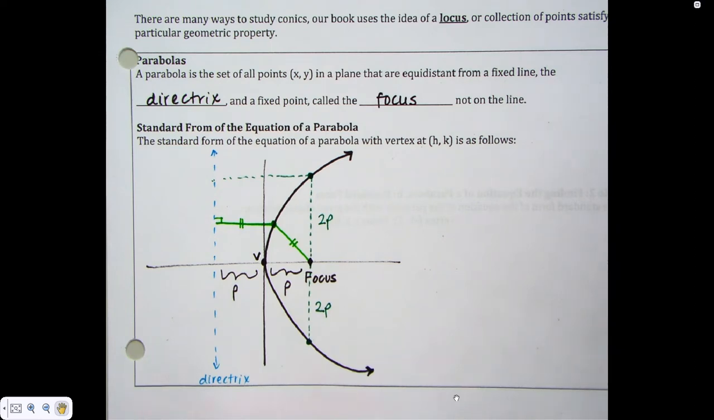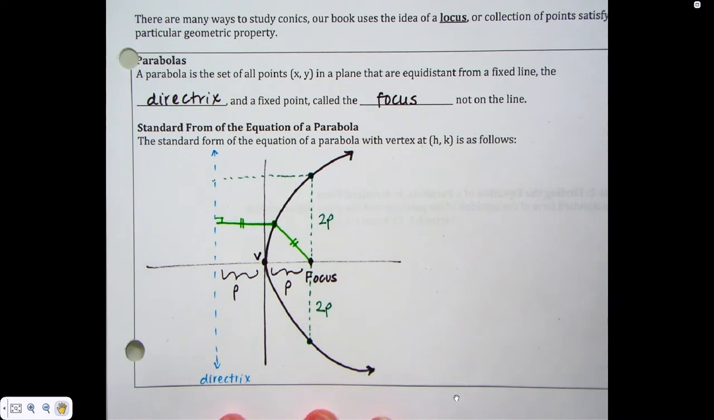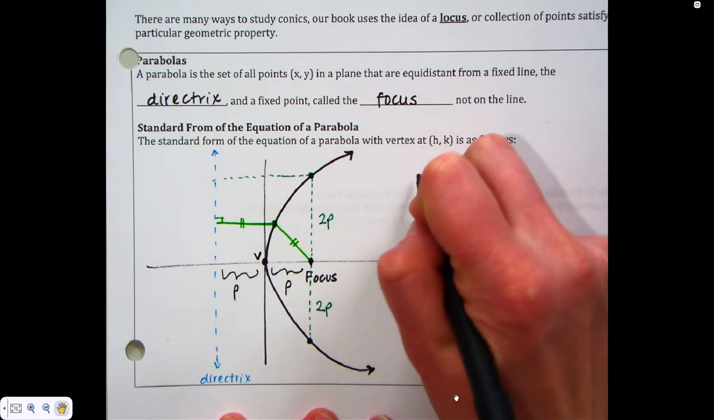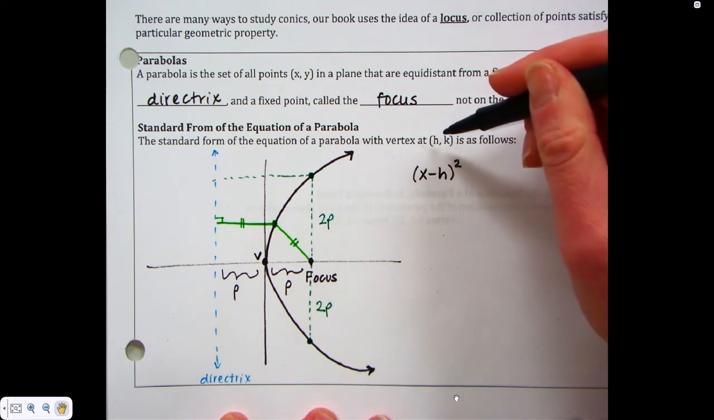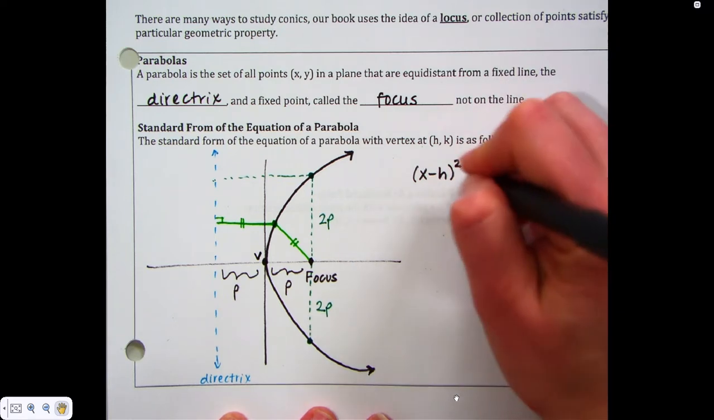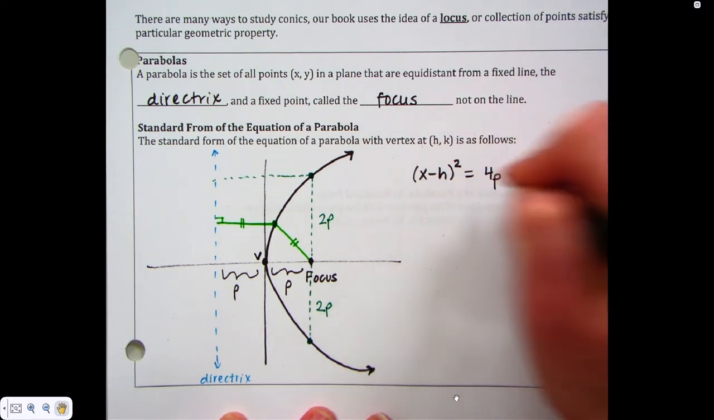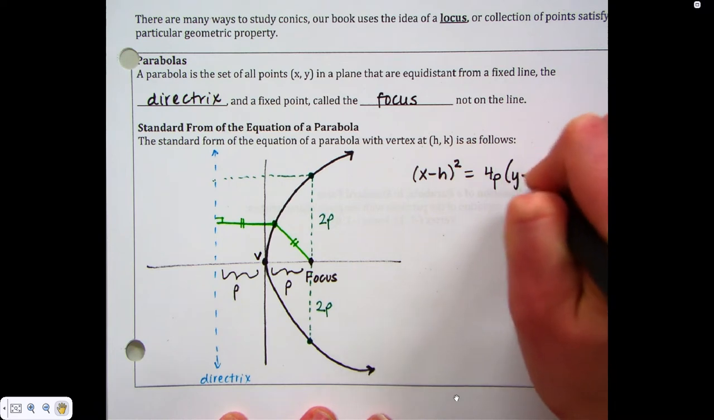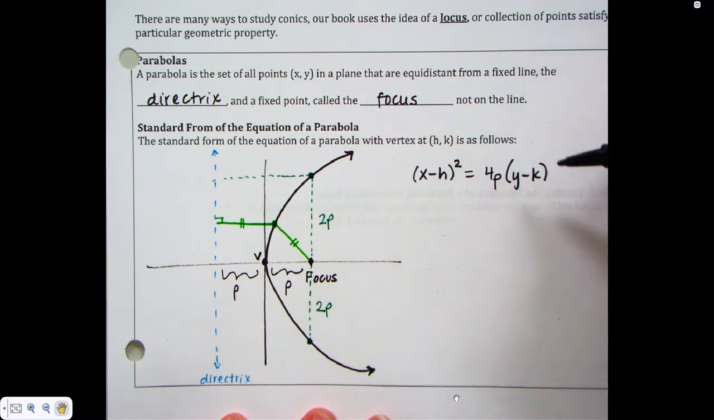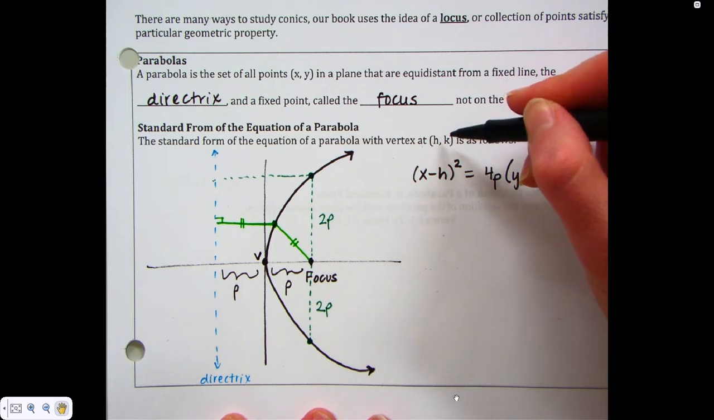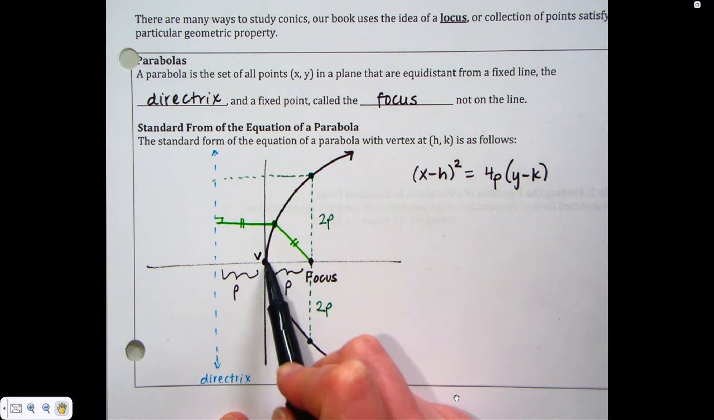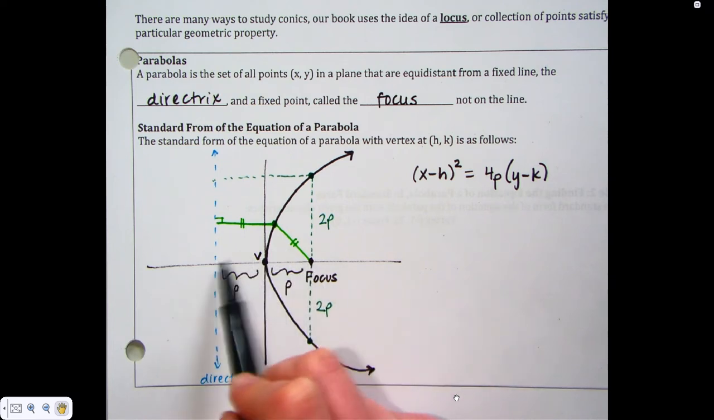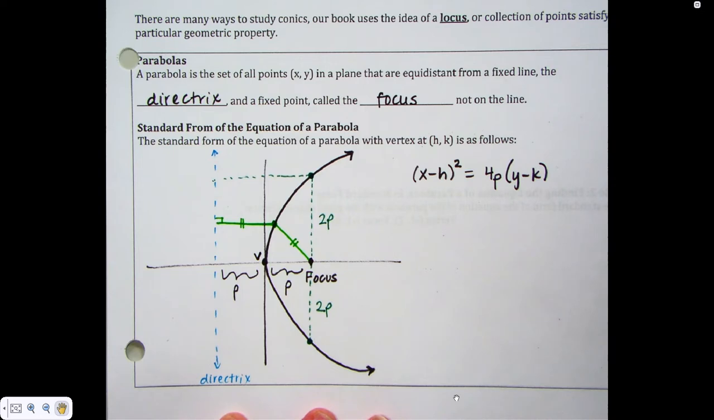The standard form of our parabola, when I write it in this conic form, looks a little different. We talk about x minus h quantity squared, so h being the x coordinate of my vertex, is equal to 4p and then y minus k, where k is the y coordinate of my vertex once again. P here is representative of that distance between the vertex and the focus, or the vertex and the directrix. They're the same value.